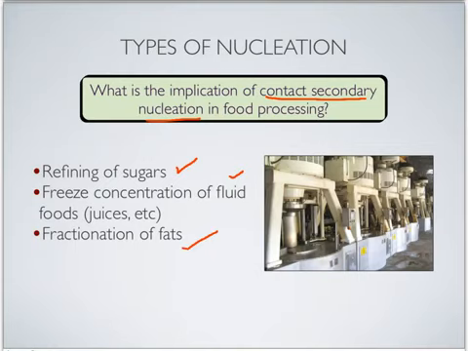fractionation of fat. In sugar refining, for example, operation of sucrose crystallizer, shown in this picture, is carefully controlled to limit any secondary nucleation, because this would result in a crystalline product with size distribution that leads to inefficient filtration.